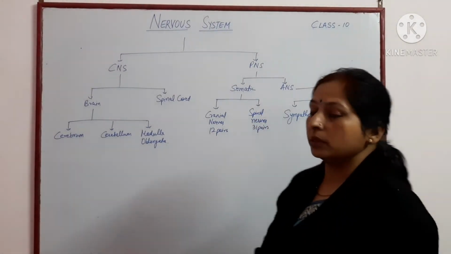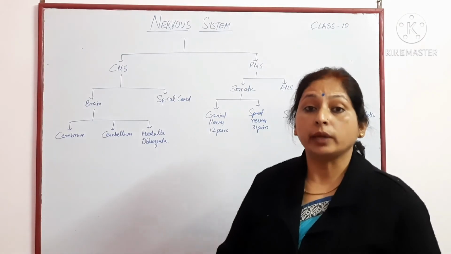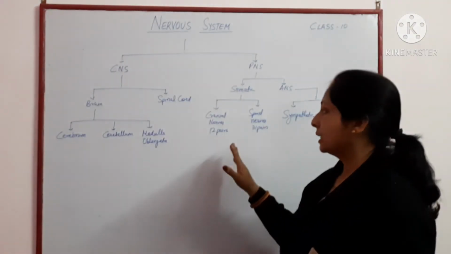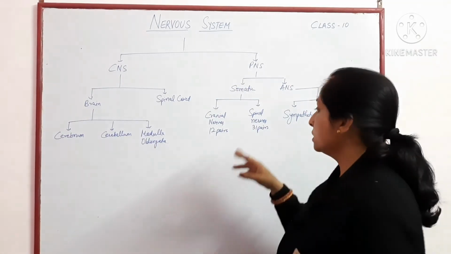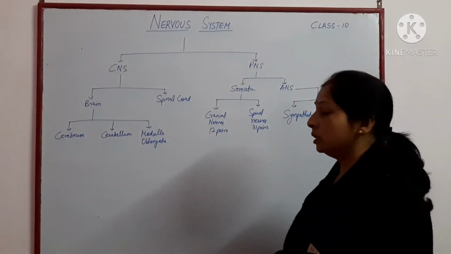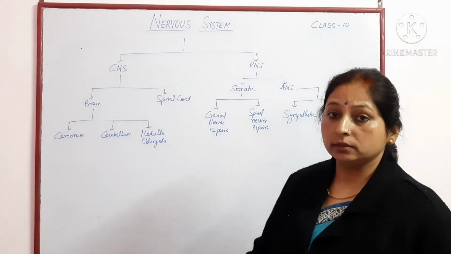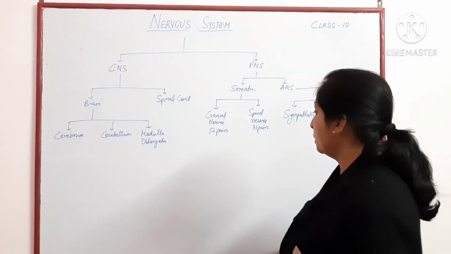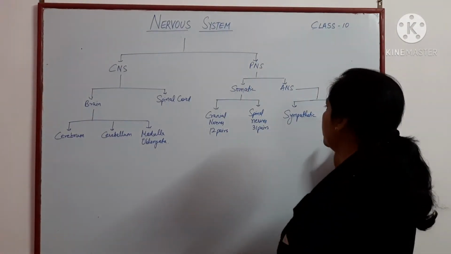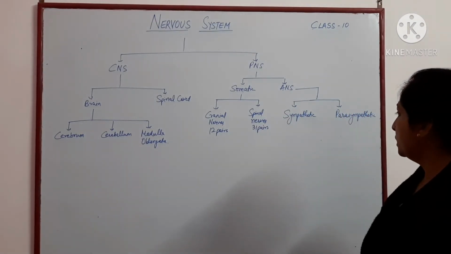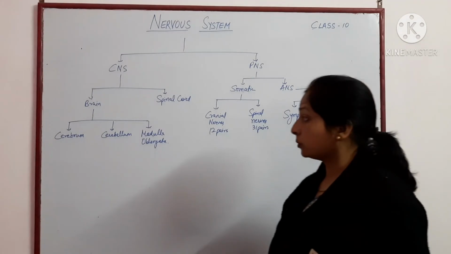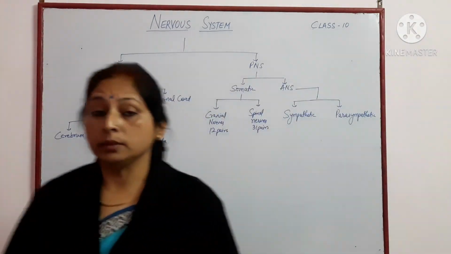Somatic nervous system comprises cranial nerves, which are 12 pairs of cranial nerves. Cranial nerves provide the nerve supply to the brain and the facial muscles. Spinal nerves are 31 pairs in number. And the autonomic nervous system has sympathetic and parasympathetic parts. This is about the nervous system.